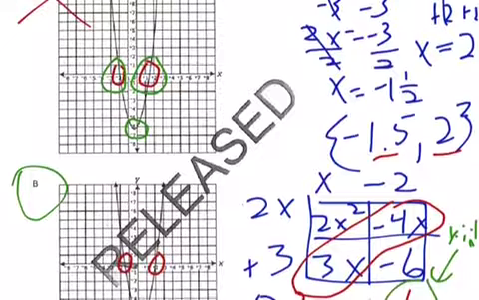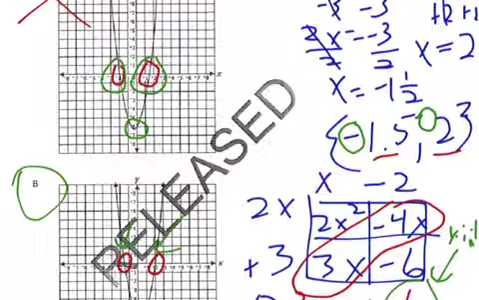The only difference is the x-intercepts were reversed. See what they did? They made that a positive 1.5 and that a negative 2. And that's backwards from what it should be. All right.